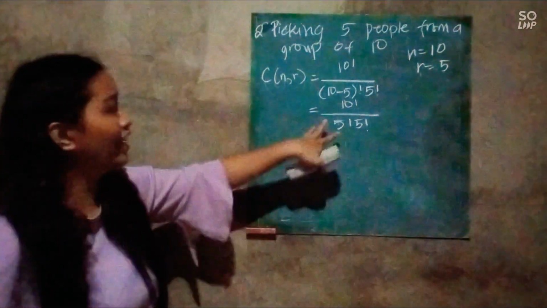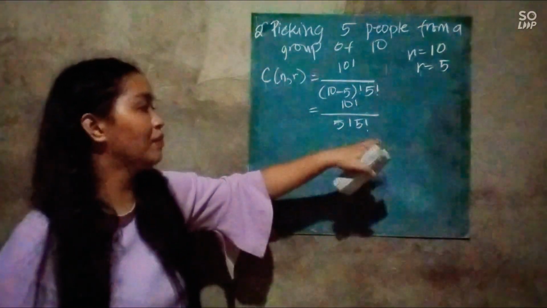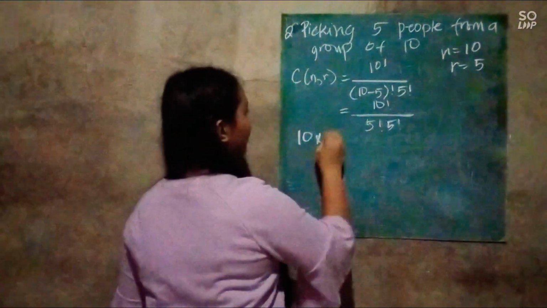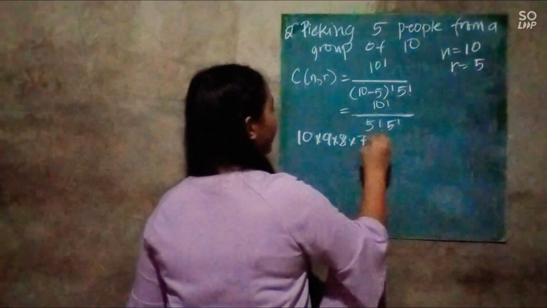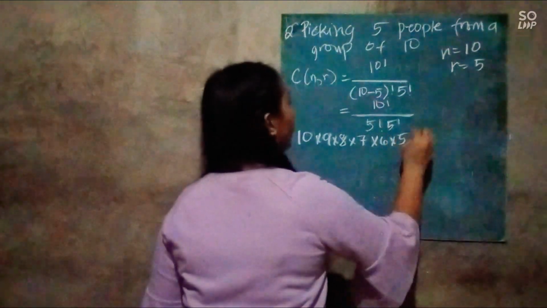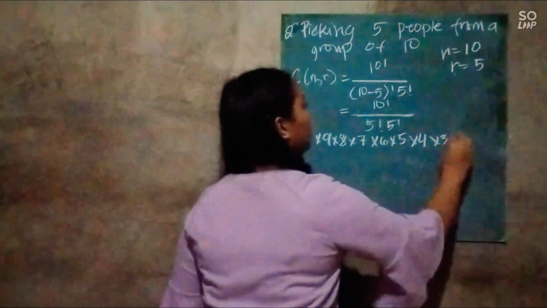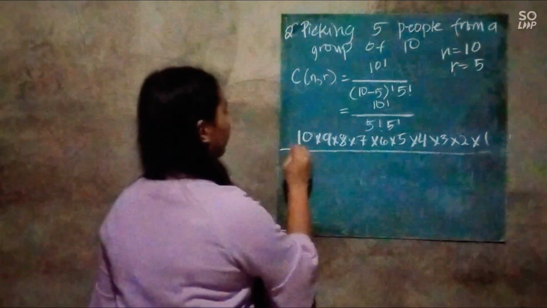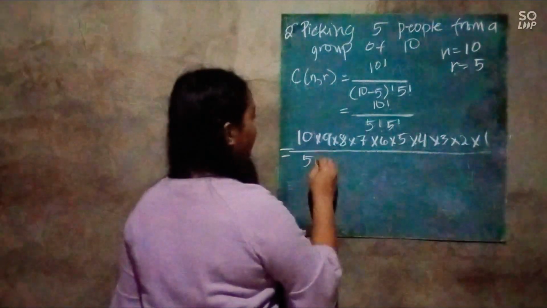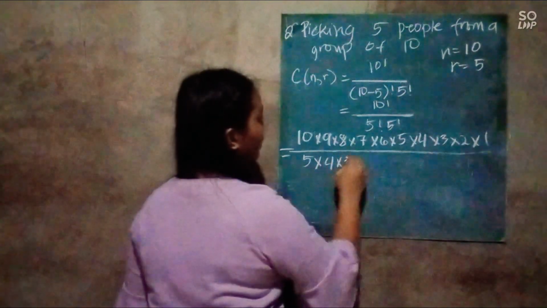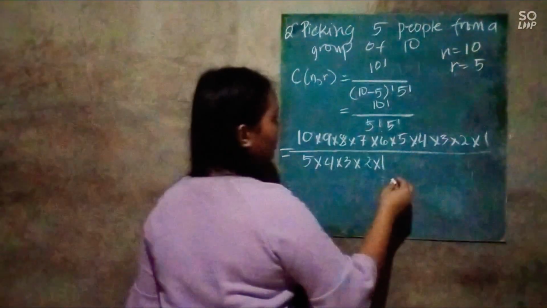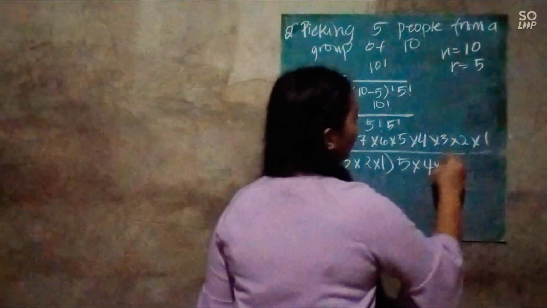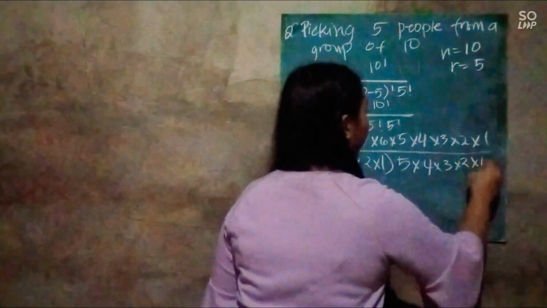So, we have 10 factorial all over 5 factorial times 5 factorial. So, 10 factorial is 10 times 9 times 8 times 7 times 6 times 5 times 4 times 3 times 2 times 1. All over 5 factorial, so 5 times 4 times 3 times 2 times 1. Another 5 factorial, so 5 times 4 times 3 times 2 times 1.